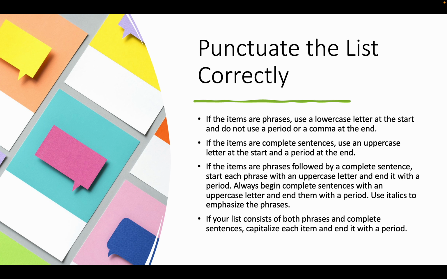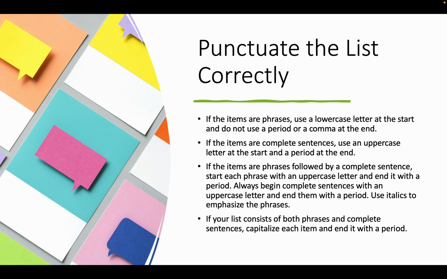It's also important to punctuate the list correctly. If the items are phrases, a lot of times the list will start with a lowercase letter, and they don't use a period or a comma at the end. But if the items on the list are complete sentences, you're going to use an uppercase letter at the beginning and a period at the end. The same rules that you would use for sentences anywhere else in writing, you're going to use in lists.